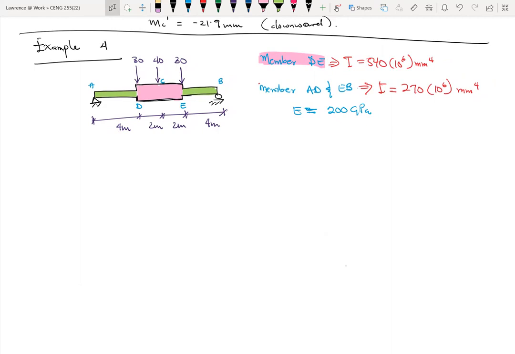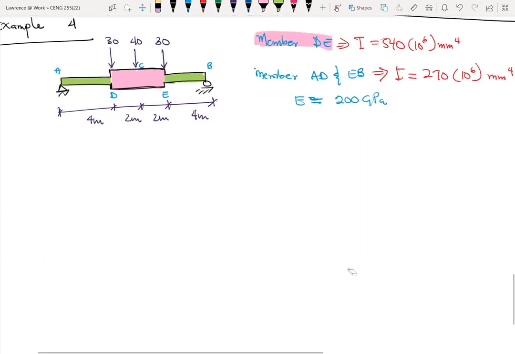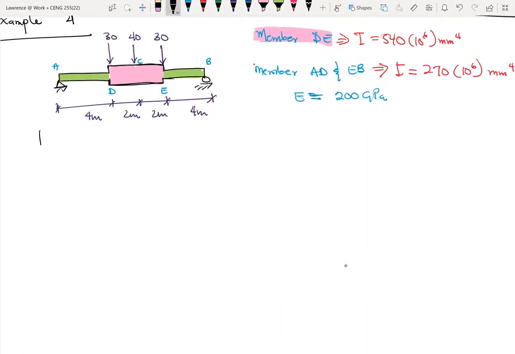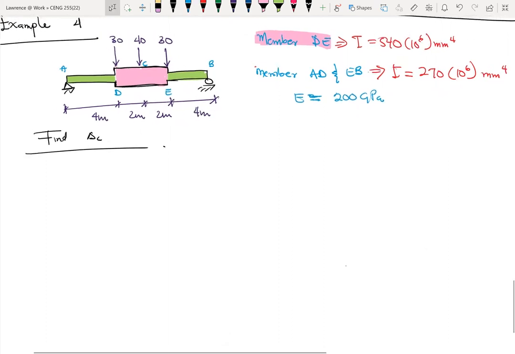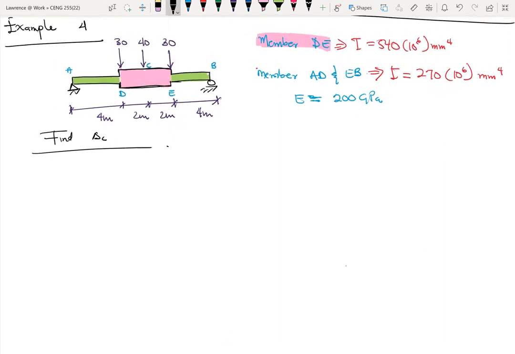We are to, what's the name? Find the deflection at C. Okay, so the question says find deflection at C. So find delta C. Okay. So here, first thing is draw the bending moment diagram. Okay. That's the key thing to do.